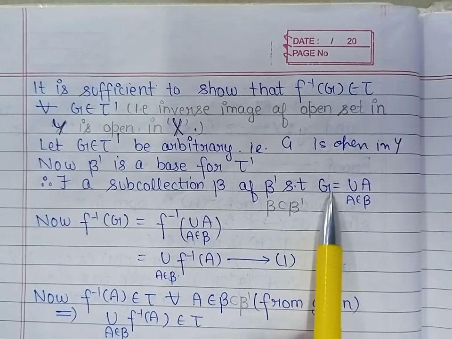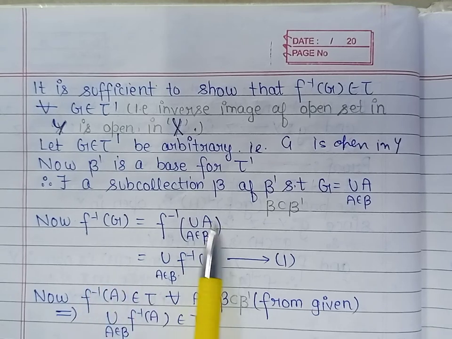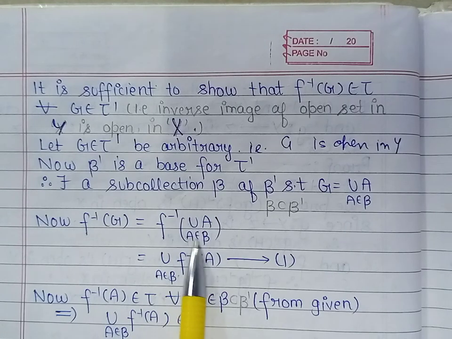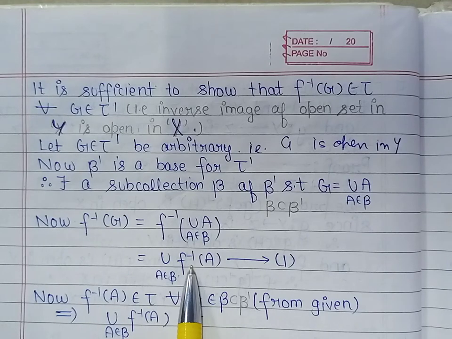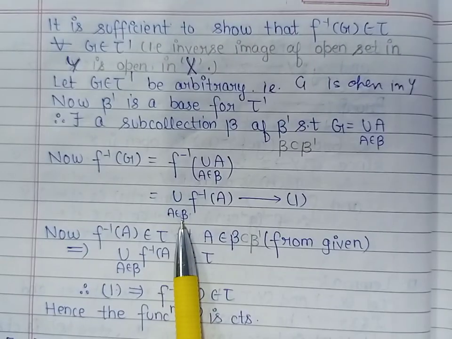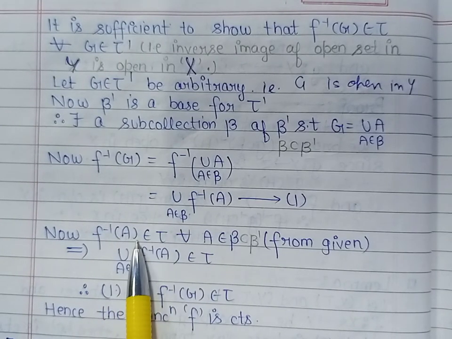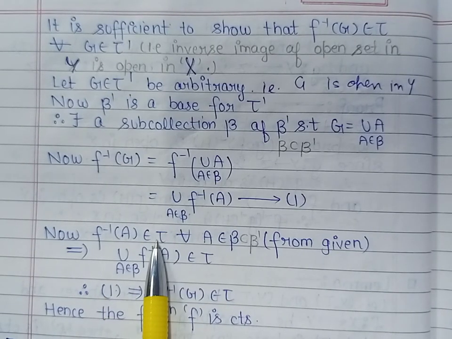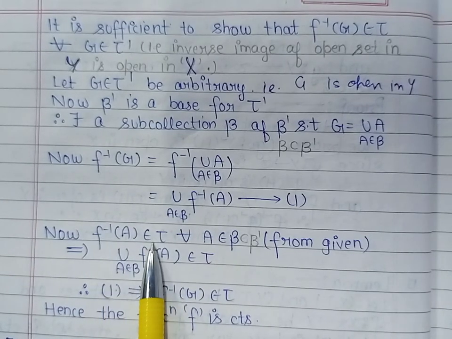Now let us find its inverse image. f inverse of G, substituting the value of G here, so this will become f inverse of union of A, where A belongs to β. Now this can further be written as union of f inverse A, where A belongs to β. Now f inverse A, we are given that for every A belonging to β', its inverse image belongs to τ.